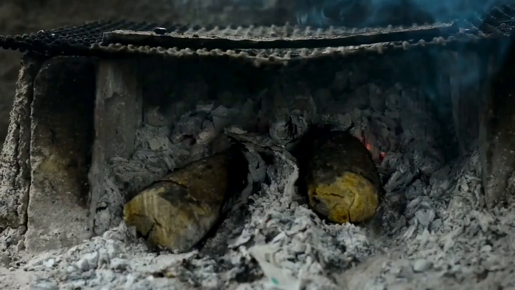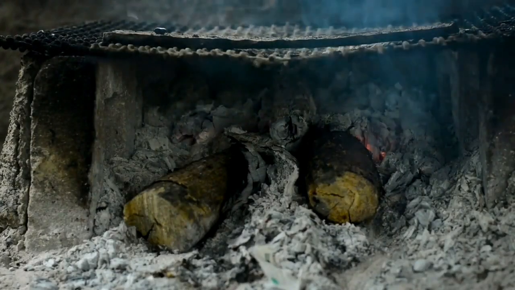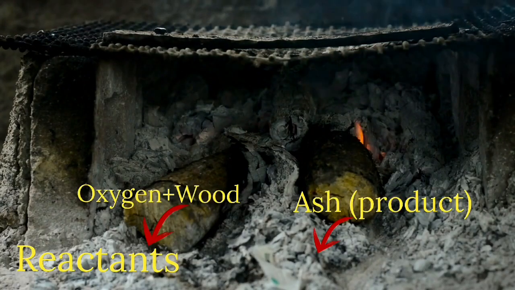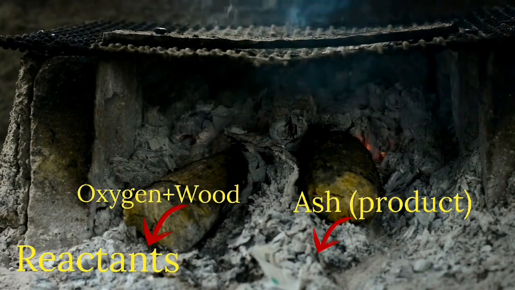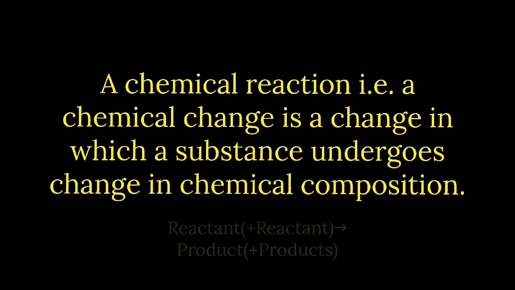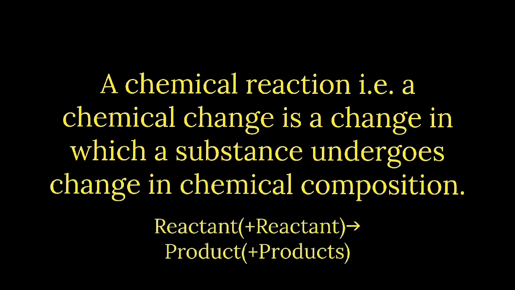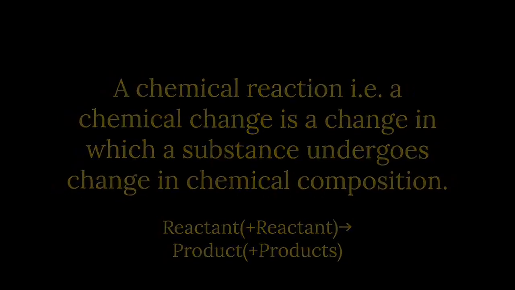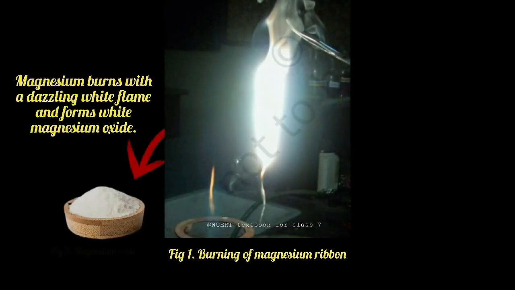a result. For example, when wood burns, which is a chemical change, it reacts with oxygen in the air to form ash. A chemical reaction, or simply a chemical change, is a change in which the chemical composition of the reactant changes and a new substance, aka a product, is always formed. For example, the burning of magnesium ribbon results in the formation of magnesium oxide.